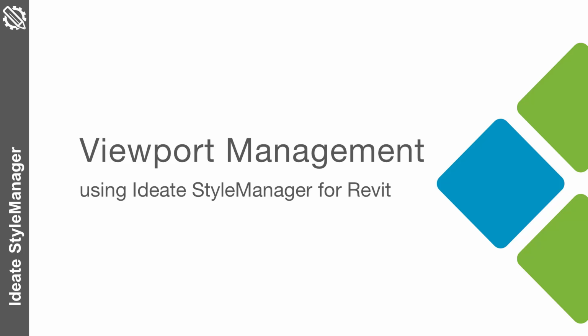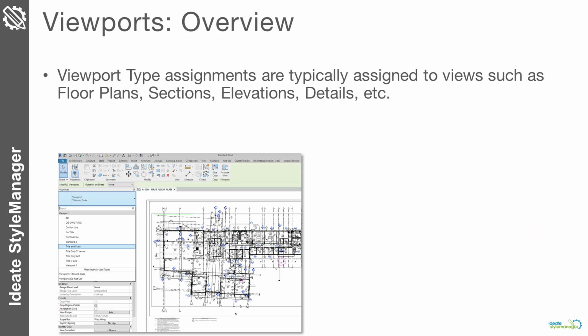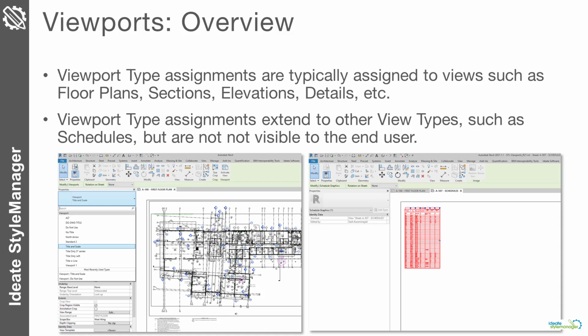In this video, we will demonstrate how Ideate StyleManager safely manages viewport type assignments within your Revit projects and templates. In Revit, viewport type assignments for views such as floor plans, structural plans, sections, elevations, details, and so forth are determined by the end user. Typically, this is done by selecting a view that has been placed on a sheet and selecting the viewport type to use. However, other view types, such as schedules, have non-visible viewport type assignments which are not easily accessible, swappable, nor purgeable without special programming.